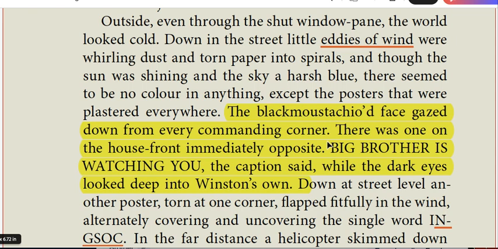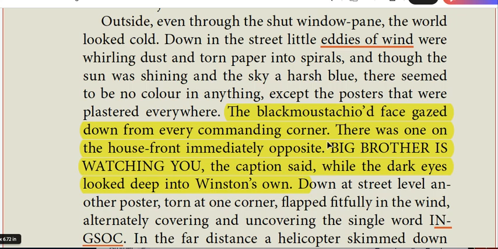And similarly, if we proceed further and read that colored page once again, we will be able to see that again the thing is repeated. The big brother is watching you. That is repetition again and again. It goes to show that actually this was the thing which was propagated, and this was the very thing which the people had to follow.